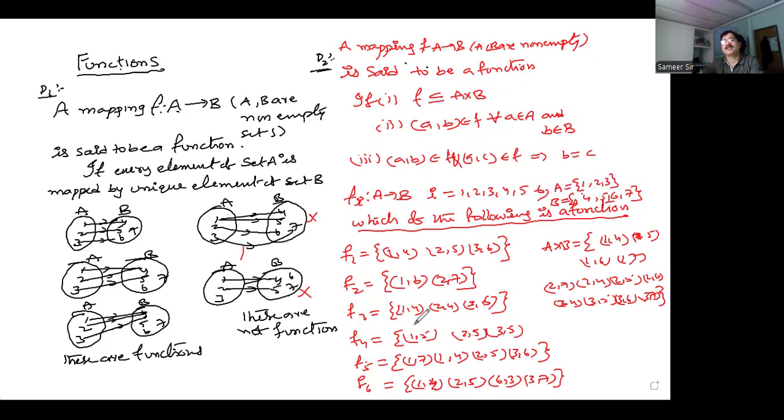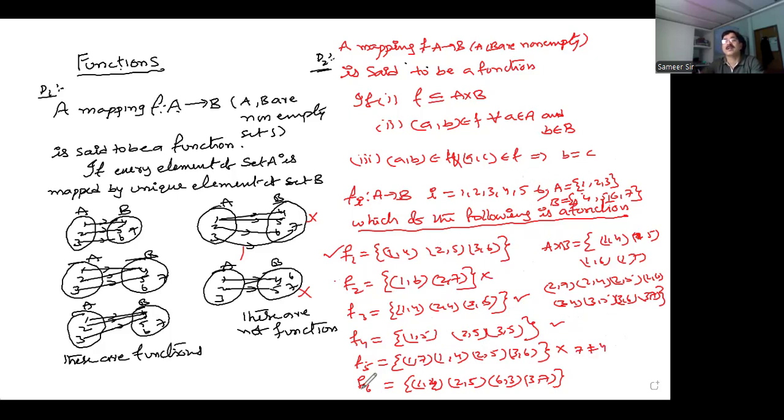Now I wrote here several examples. Now you see here, yes, it's a function. This is not a function. Why? Because there is no mapping for 3. Here, yes, it is a function. 1, 2, 3 are involved, and 4 is repeated 2 times. Yeah, this is also a function. And this is not a function. Why? Because here uniqueness is not there. 1 maps to 7 and 1 maps to 4. 7 is not equal to 4, but the definition said that b is equal to c.